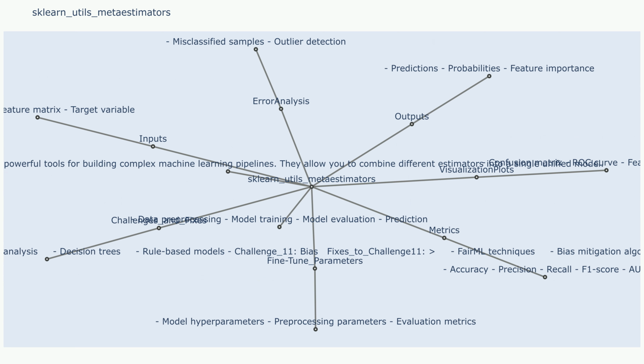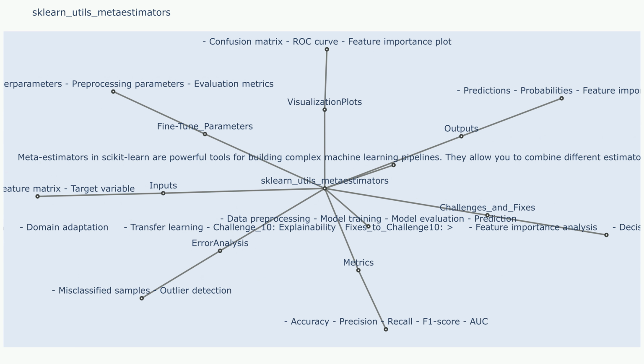Fixes to challenge 1: Regularization. Apply regularization techniques, L1, L2, and dropout to the underlying estimators to prevent overfitting. Early stopping: stop training when the model's performance on a validation set starts to decline.